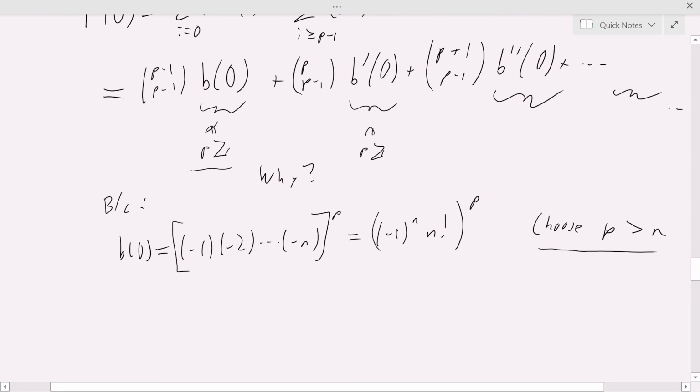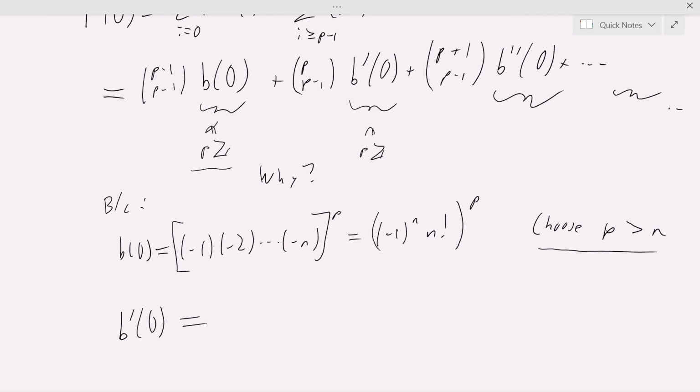So we're fine doing this. Now, how about if we go to b prime of 0? Now we need to get a sense for what this is. We don't actually need to compute what this is explicitly. We just need to see that it is a multiple of p.